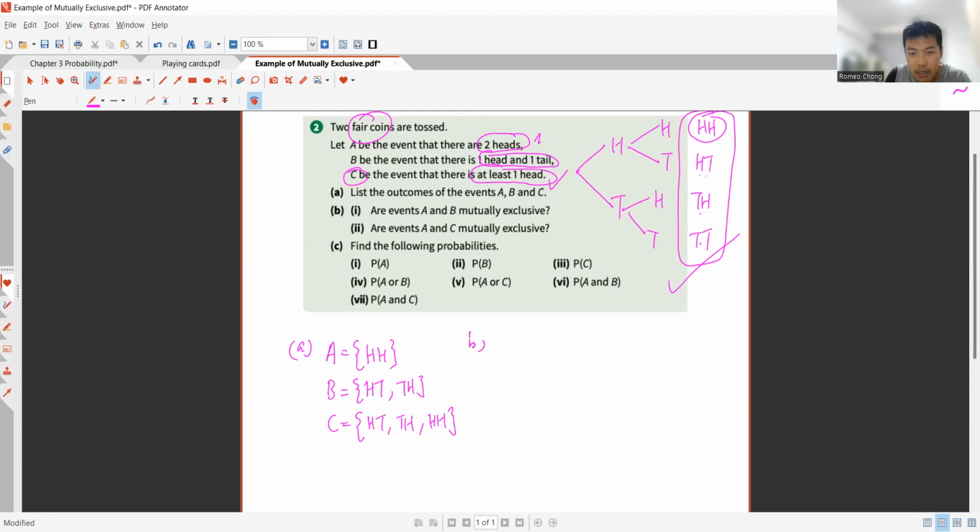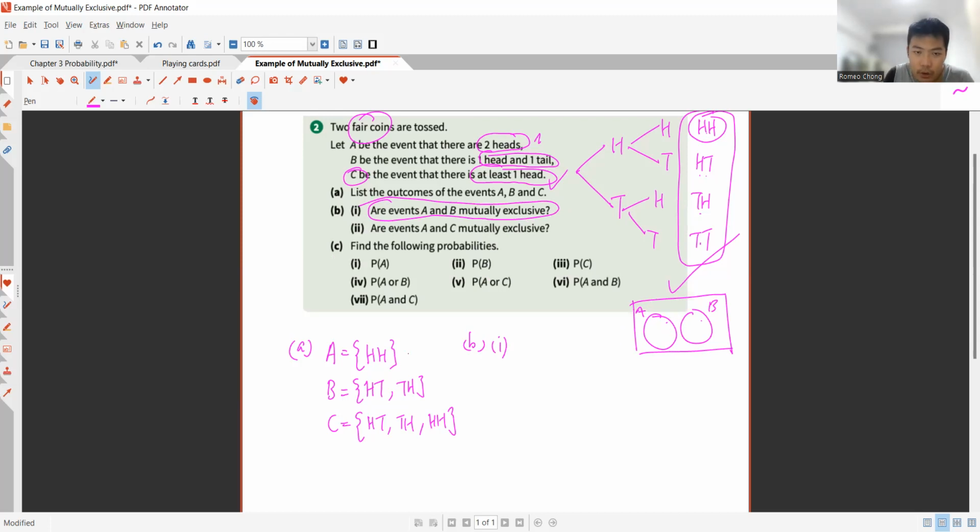And then now for question B1, it says, are events A and B mutually exclusive? As I told you before, mutually exclusive means that if you have two sets and you draw a Venn diagram, set A and set B do not intersect or overlap with each other, meaning that they have totally different elements. Okay, so that is called mutually exclusive.